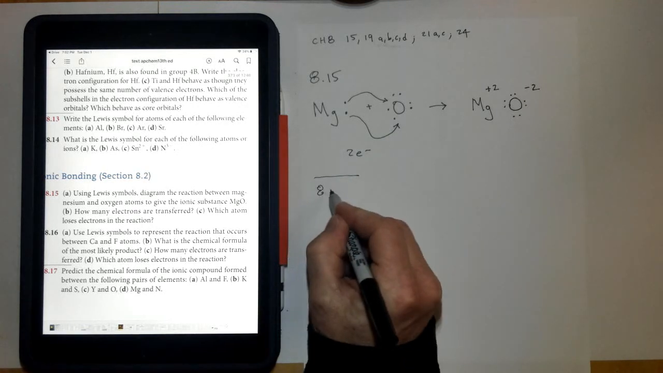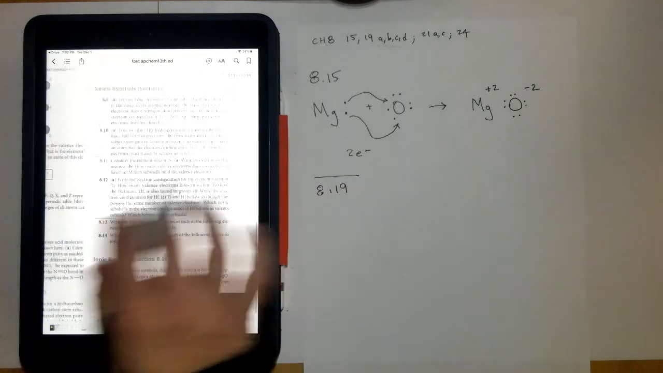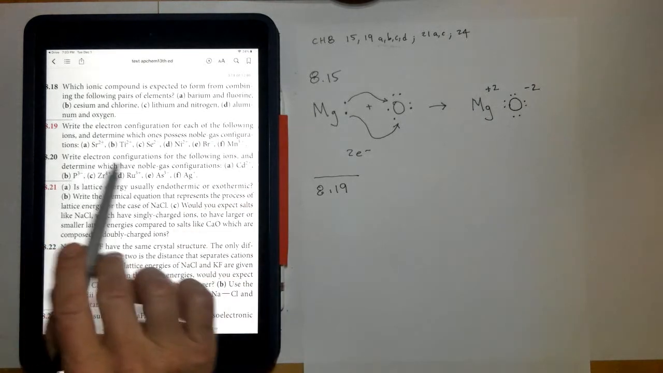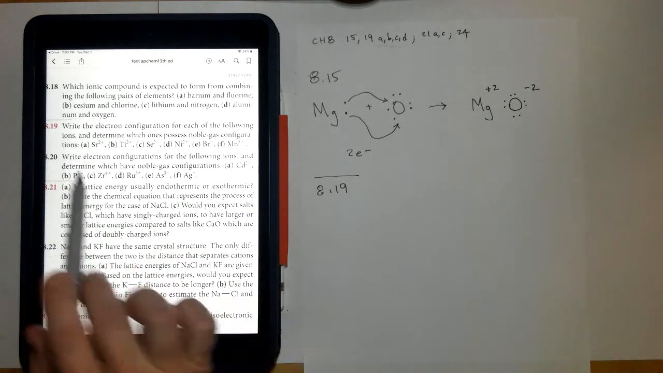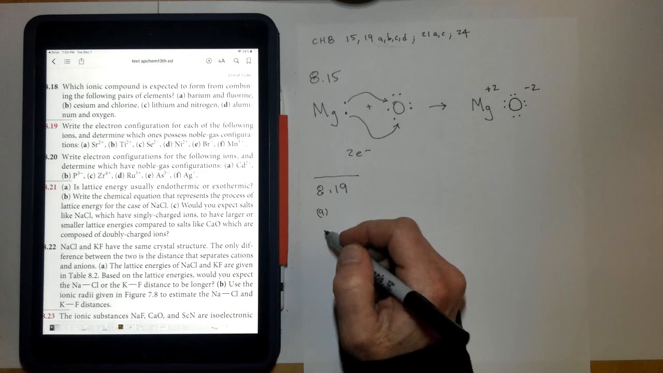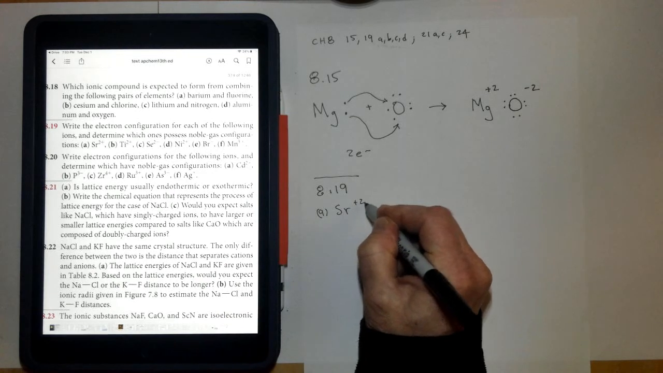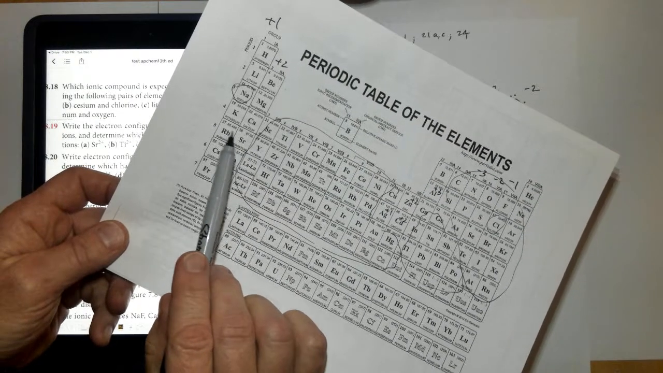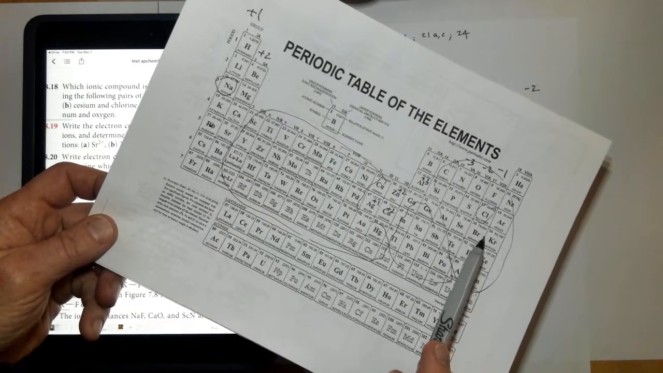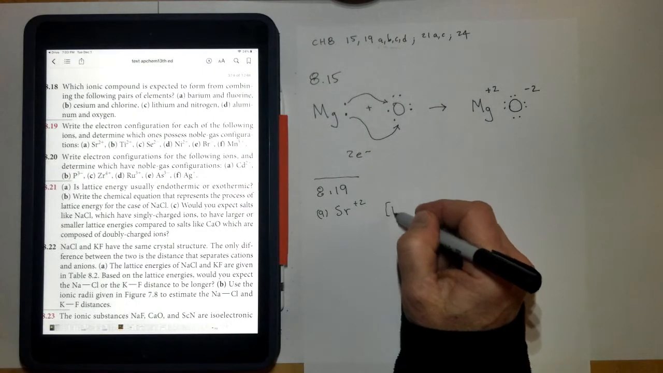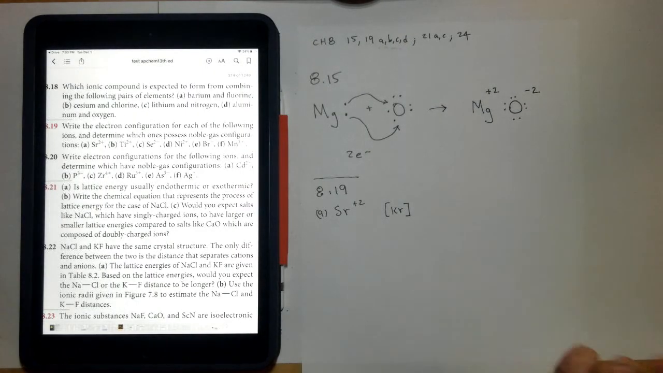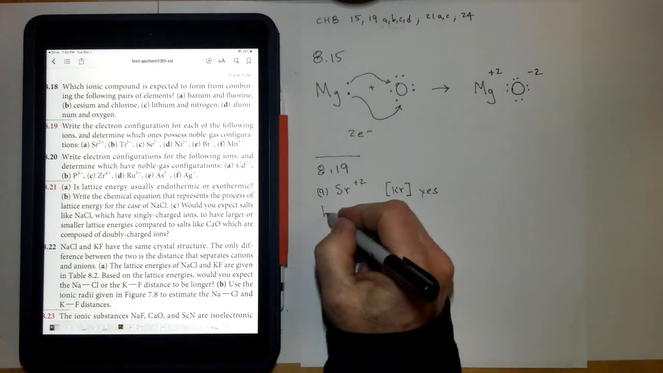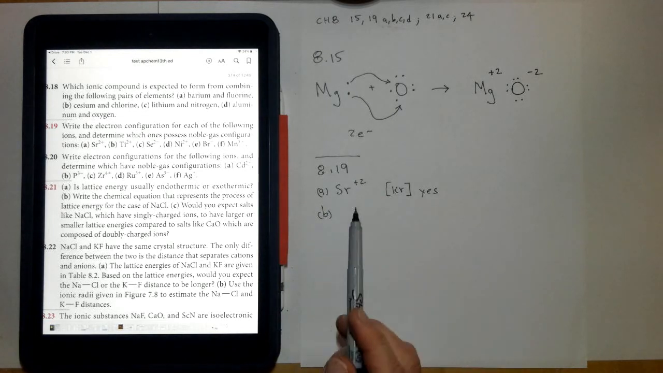Next is 8.19. In this one, we have to draw some electron configurations for each of the following ions and determine which ones possess noble gas configurations. And in letter A, we have strontium plus 2. So strontium's right here, and so then when it's plus 2, it has 2 less electrons, 1, 2, so it's going to look like krypton. So if we write the abbreviated version, it would just be brackets Kr, and yes, it does have a noble gas configuration. It has the configuration of krypton because it has 2 less electrons than it normally would.